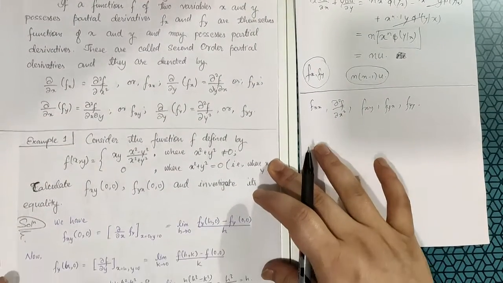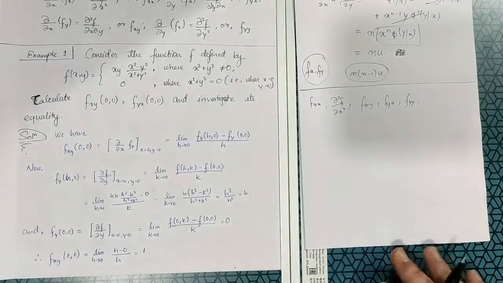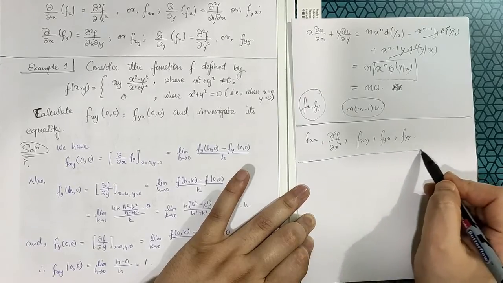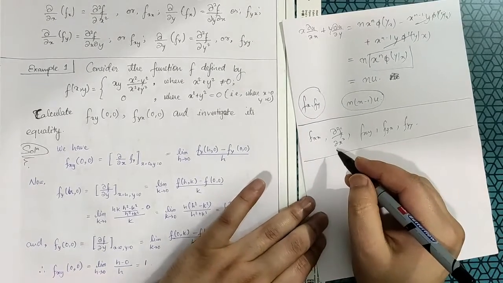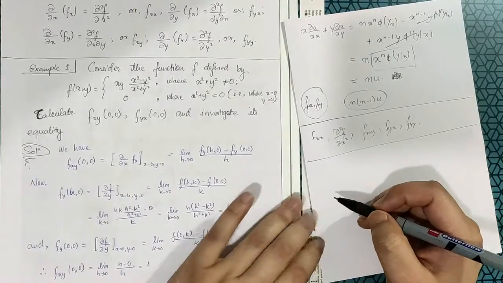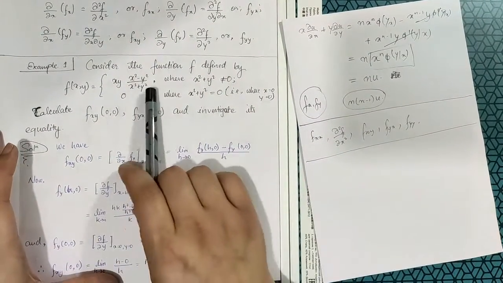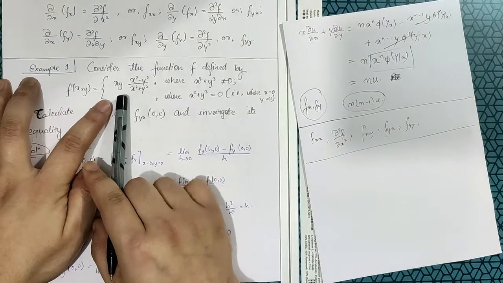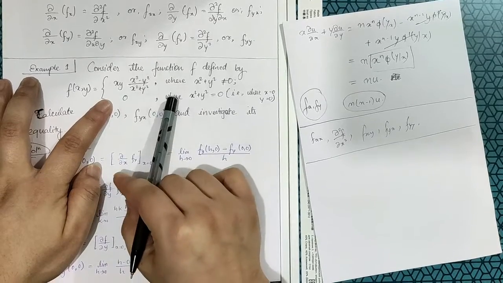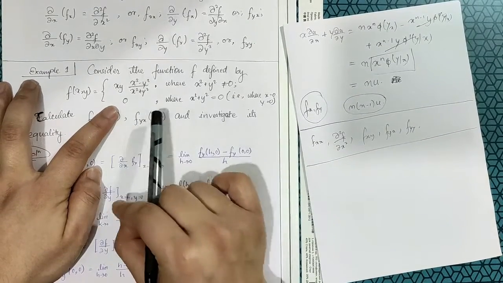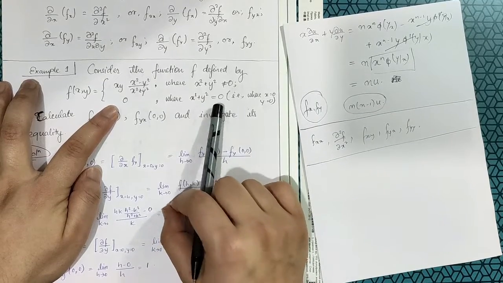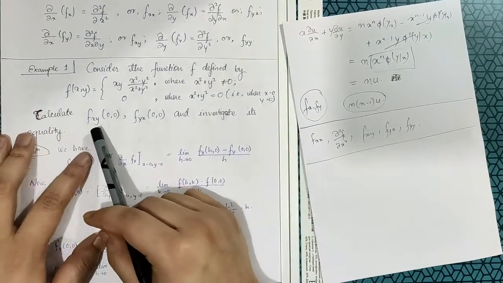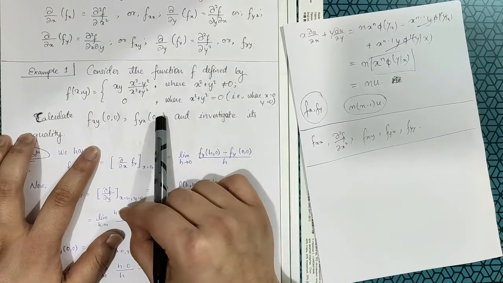So let us try to find some partial derivatives with an example. The definition for the partial derivatives will be the same. So let us see the example. Consider the function f defined by f(x,y) = (x² − y²)/(x² + y²) where x² + y² is not equal to 0, and 0 where x² + y² is equal to 0. Calculate f_xy at the point (0,0) and f_yx at the point (0,0).